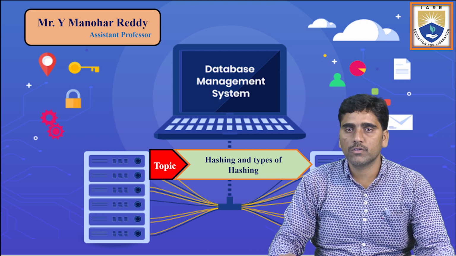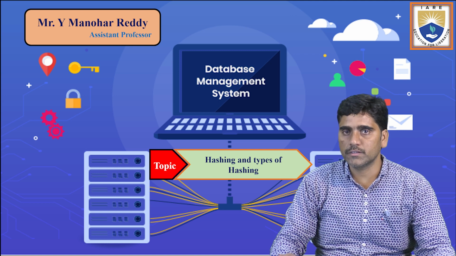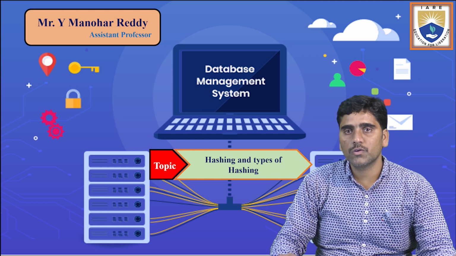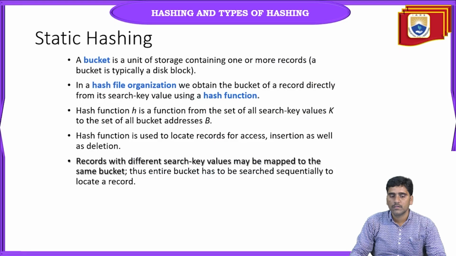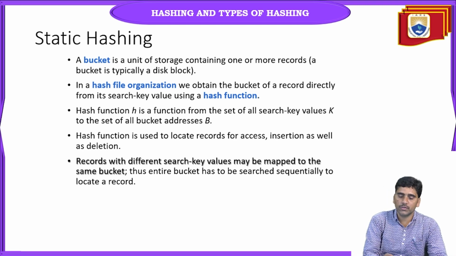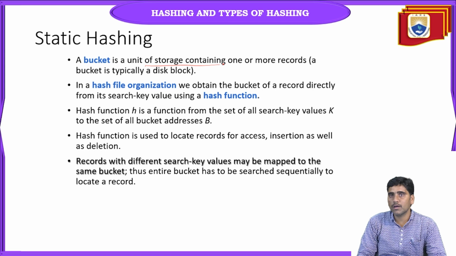Today I am going to discuss the concept of hashing and types of hashing in database management systems. Before explaining hashing, what is meant by a bucket and what is meant by file organization? A bucket is a storage place, a unit of storage containing one or more records. Hashing is about storing different records based on hash methods.